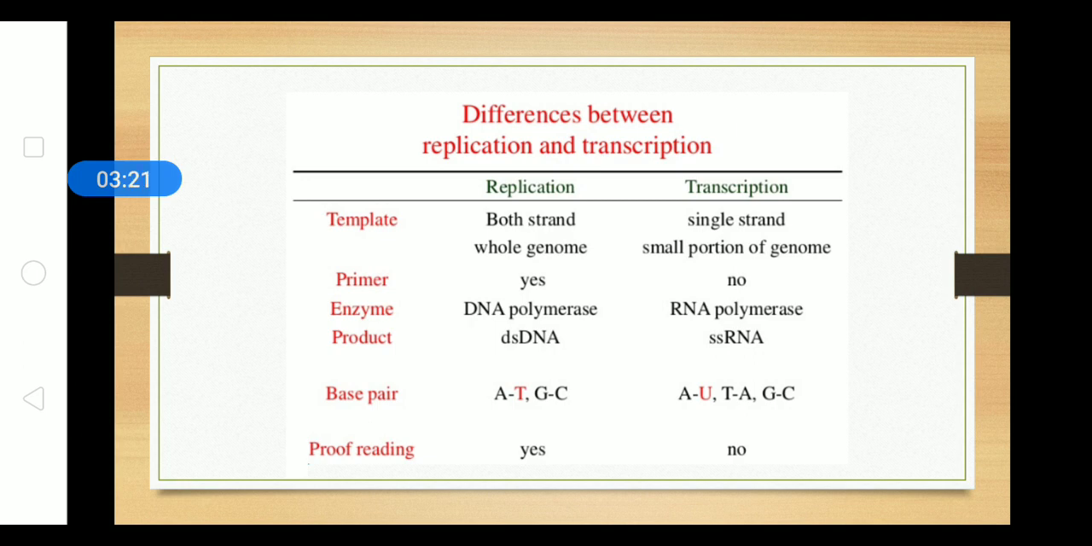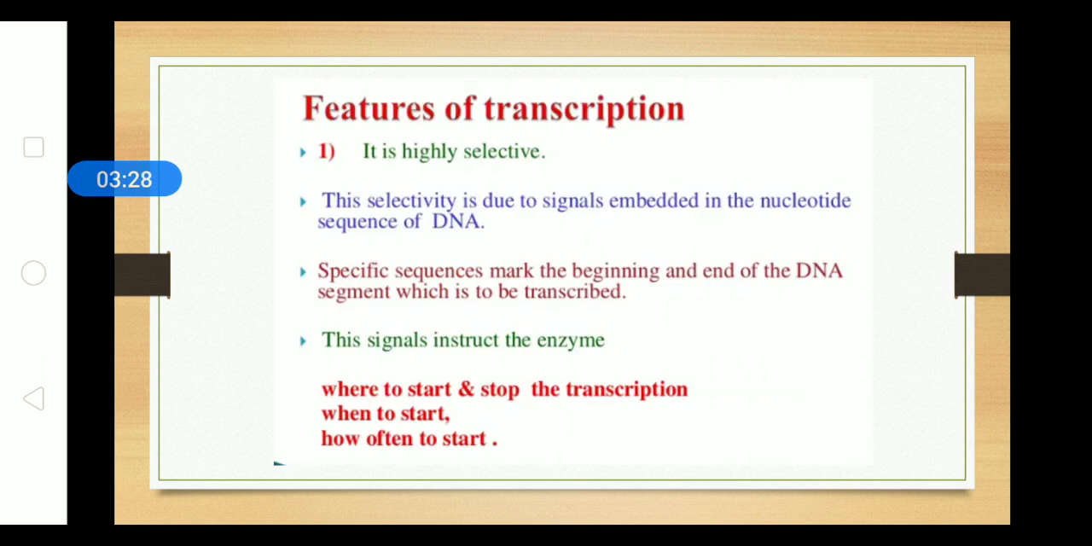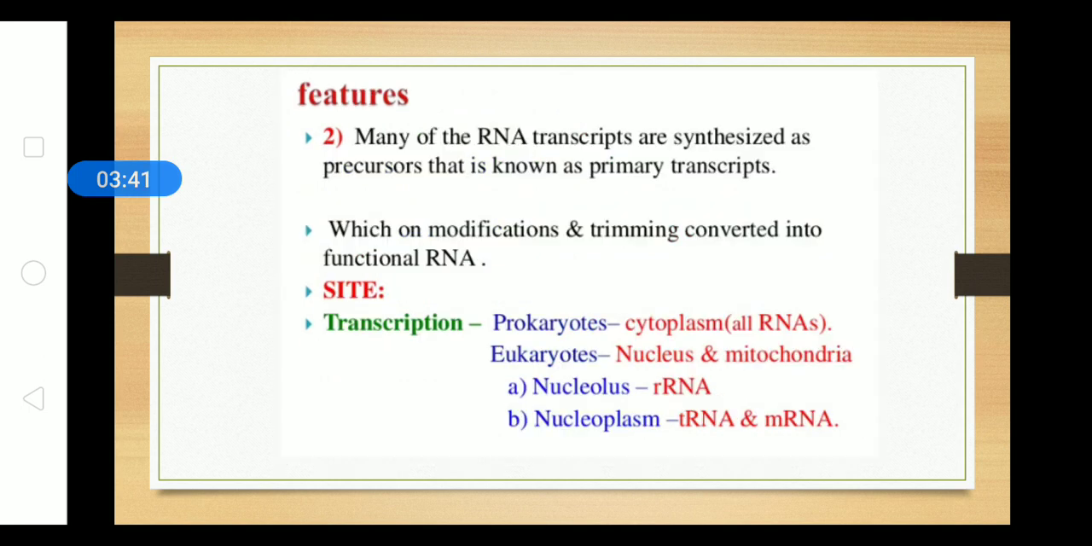Here is a tabular chart where you can see the differences between replication and transcription. Now the features of transcription. As we know, every process has some function or specificity of its own. The transcription process is highly selective; it does not occur randomly. Second, the RNA transcripts are synthesized as precursors, known as primary transcripts. So it is very clear that the RNA after transcription is the precursor to a further process.